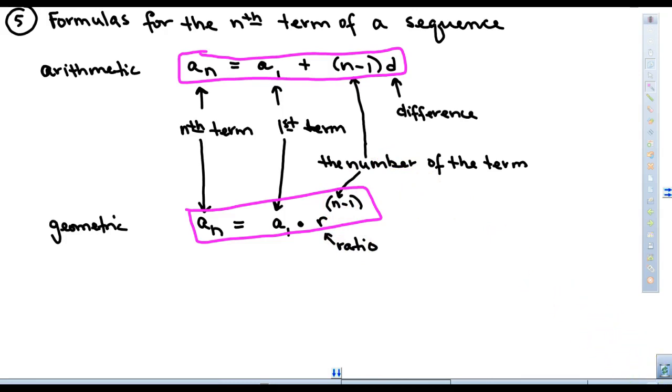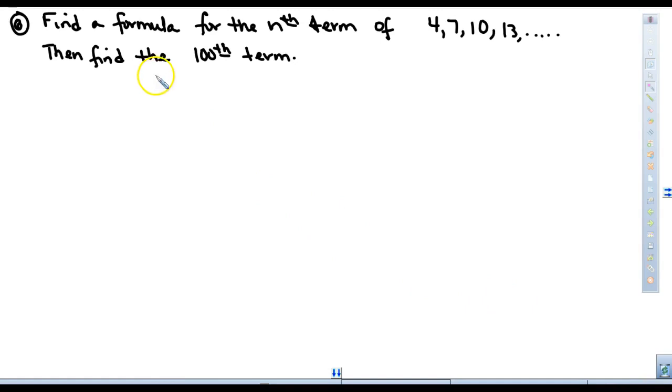So, let me show you what I'm talking about here. Okay? Let's say I want you to find a formula for the nth term of this sequence. Then we're going to use that formula to find the 100th term, because I really don't want to take this sequence out to 100 terms. Okay?